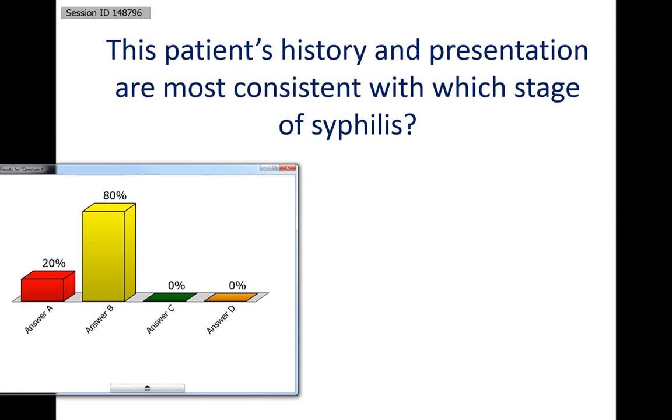The majority thinks that she has secondary. Can someone explain why you think she has the secondary stage of syphilis? She has a rash. Flu-like symptoms. Yeah, those are all the symptoms this patient has, which is consistent with secondary syphilis. It wouldn't be primary because primary is mostly associated with that single lesion known as a chancre, but this patient is presenting with flu-like symptoms as well as a rash.